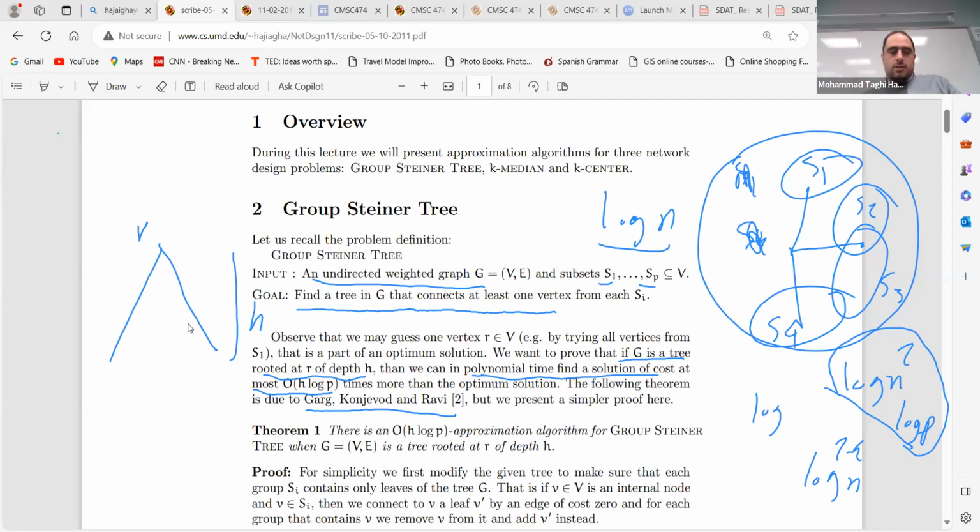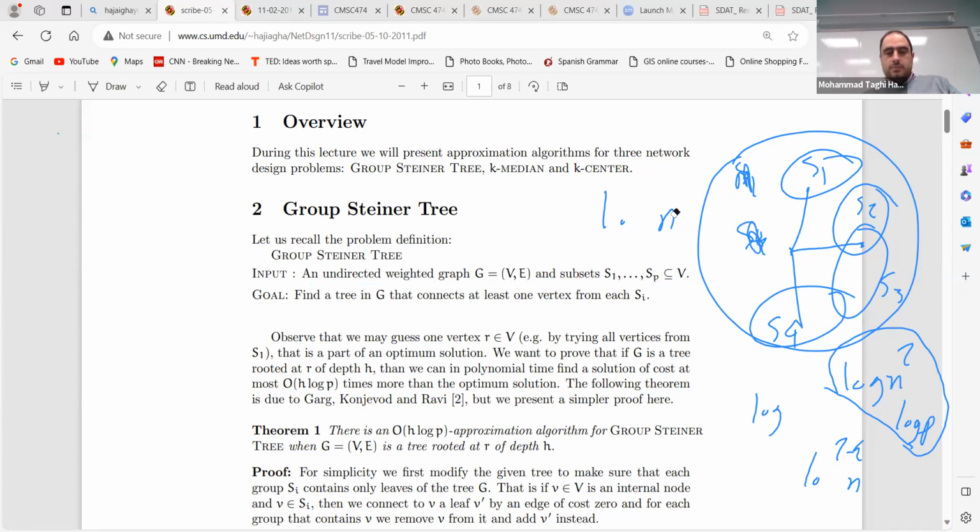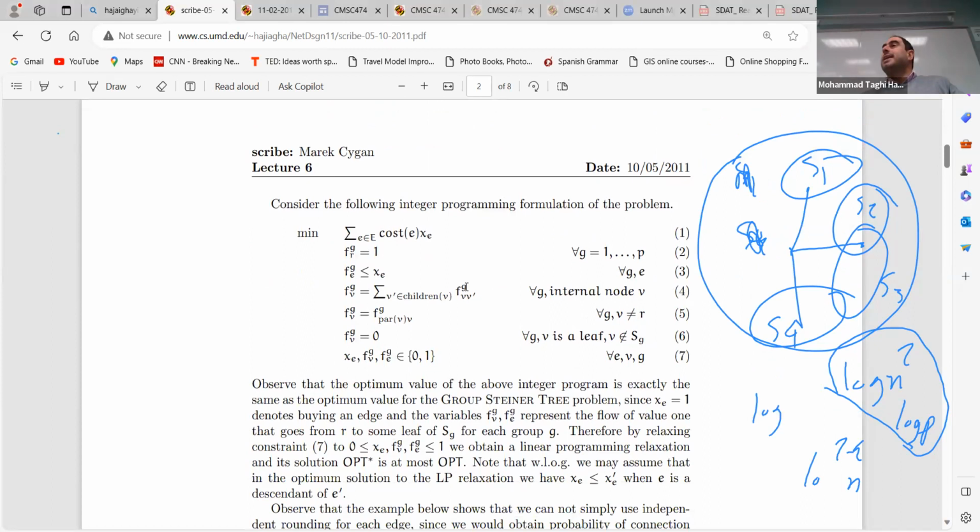So let me just close this one, and then we can go for these other things. Now, this is also a beautiful algorithm, essentially. So let's consider this problem. Let's write an LP. So the LP is somehow similar to this kind of multi-commodity buy-at-bulk thing. It is similar to that. But here we have essentially a tree.